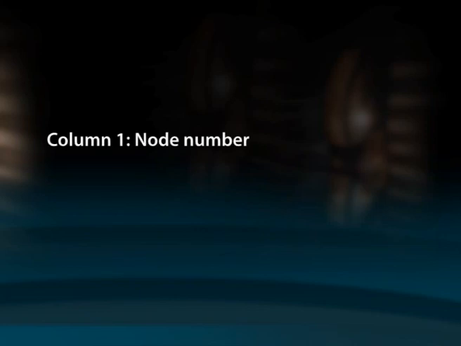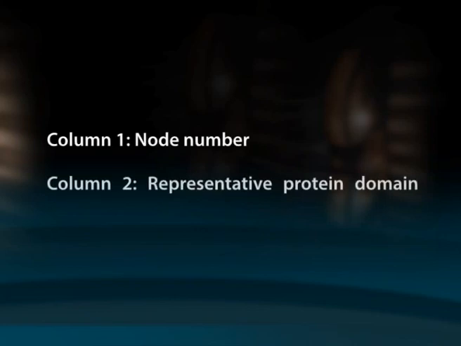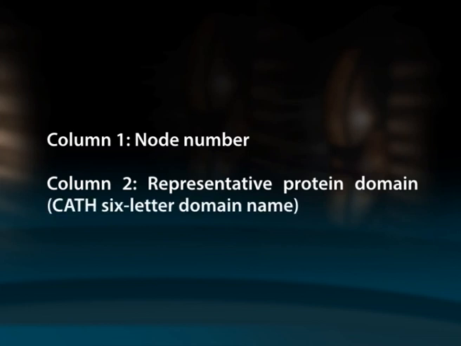CATH list. CATH list contains an entry for each structural entry in CATH. Representative structural domains are selected from CATH list based on the numbering scheme. CATH names. This file contains a description of each node in the CATH hierarchy for class, architecture, topology, and homologous superfamily levels. It is organized into columns. Column 1 would have the node number, Column 2 would have the representative protein domain, which is a CATH 6-letter domain name.